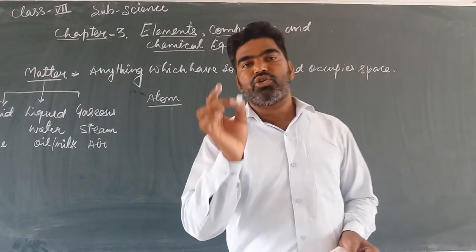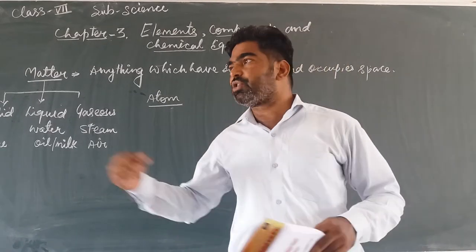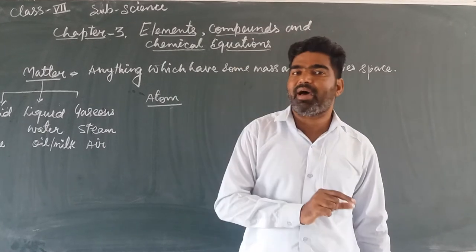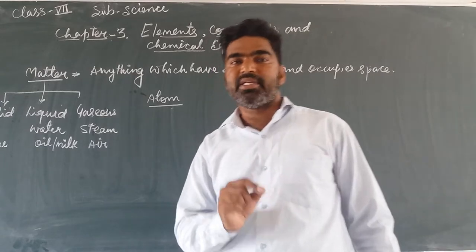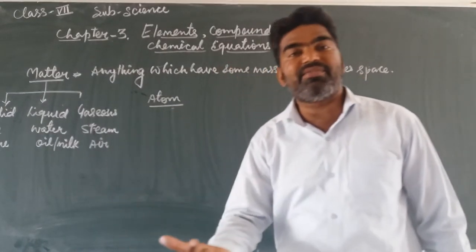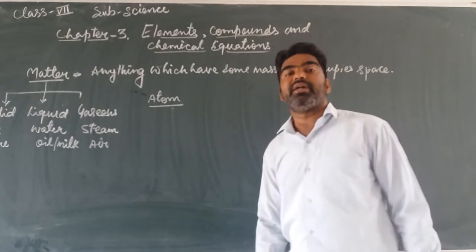This is a piece of chalk, these books, these clothes, stones, bricks, all these things are made up of very small, tiny particles. So that tiny particle is called the atom. So how can we define the atom? Atom is the smallest particle that cannot be further divided.